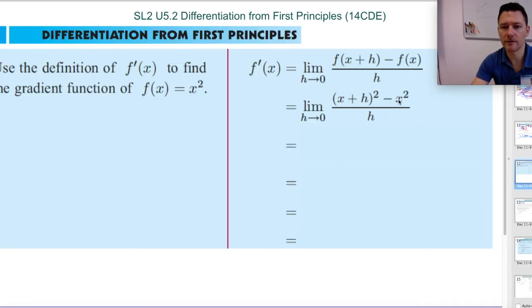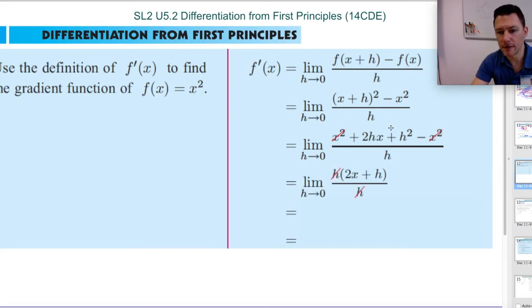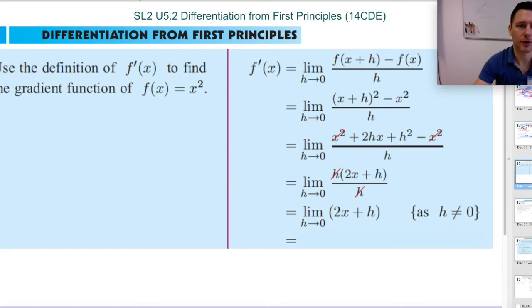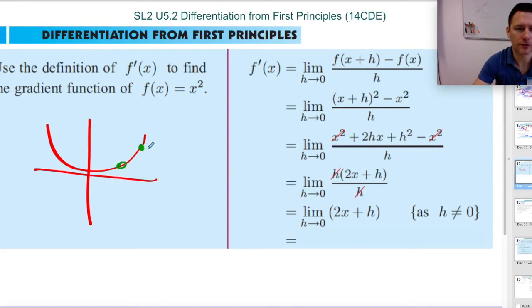So squaring this, you get x squared, 2hx, and h squared. The x's cancel out, and you're just left with this piece. The h's cancel out, and you're left with this piece. And we're talking about a parabola, or a curve, and our 2 points on the curve are getting closer and closer to each other. So as h approaches 0, as this point gets scooted down here, our chord becomes more and more like our tangent line.